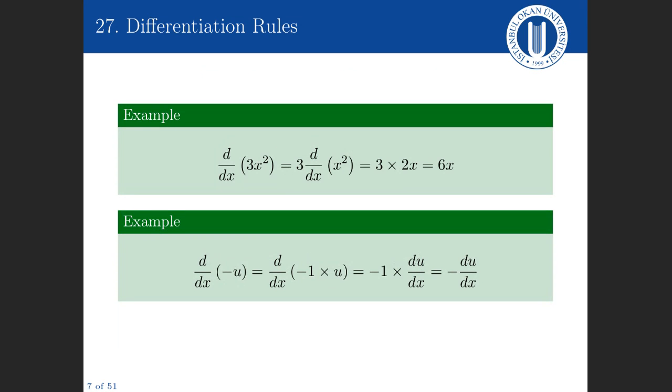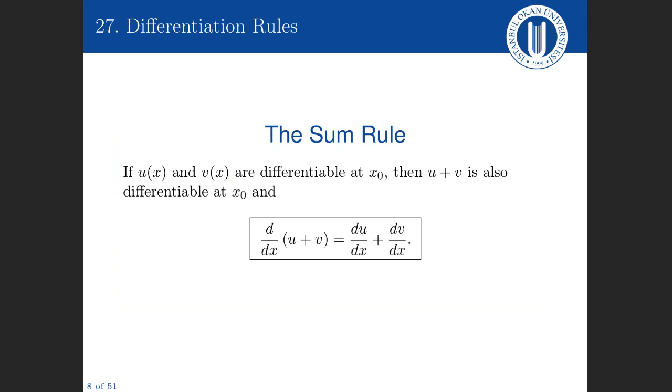For example, if I want to calculate the derivative of 3x squared, using the constant multiple rule, we can take the number 3 outside. This is the same as 3 multiplied by the derivative of x squared. Or if I want to calculate the derivative of minus u, we can take a factor of minus 1 outside of the derivative. This is the same as minus 1 multiplied by the derivative of u.